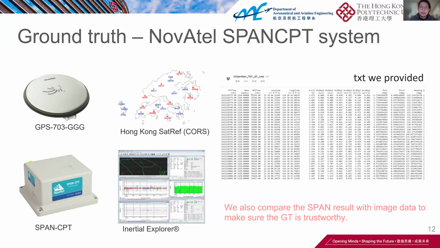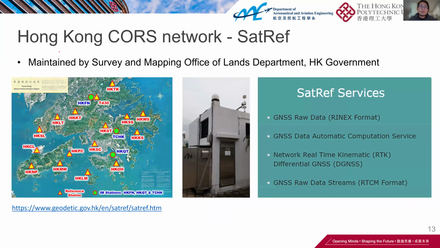Okay, then this is for the Hong Kong CORS station. We didn't provide this data directly in our GitHub repository, because this is public access. So you can basically just Google Hong Kong continuously operating reference stations or SatRef, and you can find this website here. It tells you how to download the raw data, and the coordinate system is already in the RINEX as well. And if you want to do real time, you have NTRIP, RTCM, and they have network RTK, DGNSS as well. It's really well maintained.